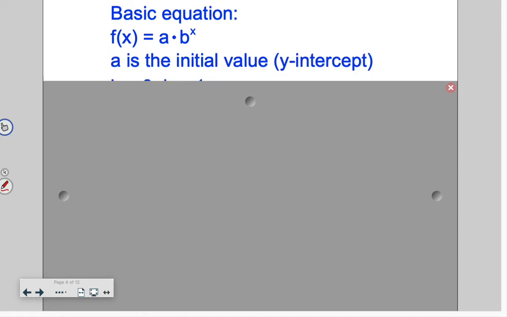Where A is your initial value. It's your starting amount, which also turns out that without any shifts or stretches, it's the y-intercept. And if you think about exponential growth, exponential decay, the reason why it's called the initial value is if something's going to grow exponentially, you have to start with something. That's A. It's what you're starting with.